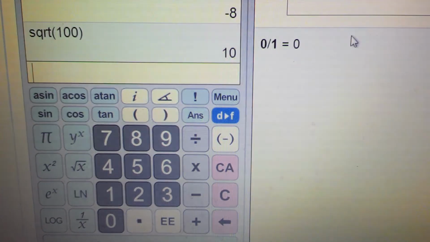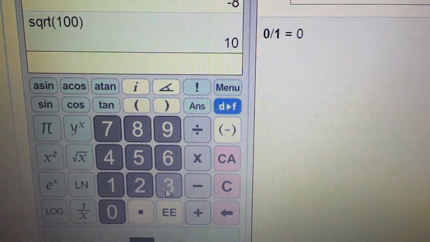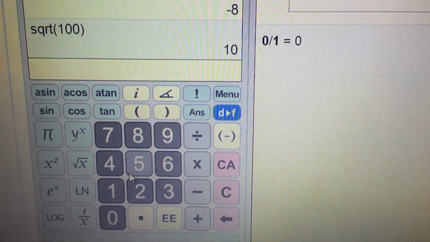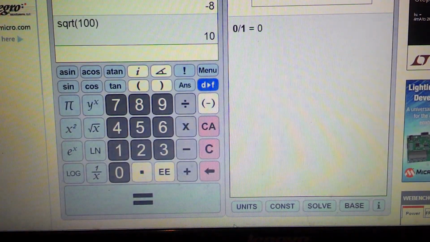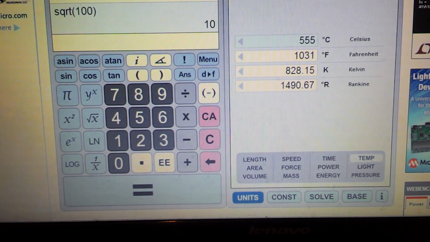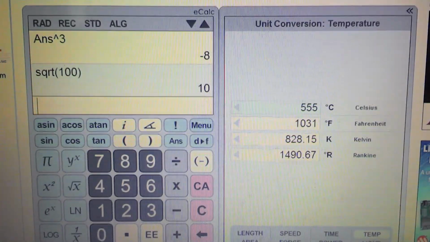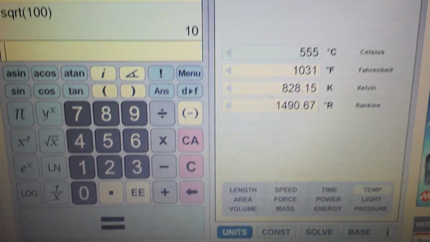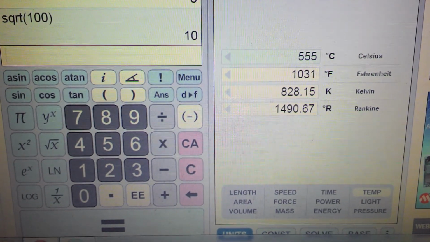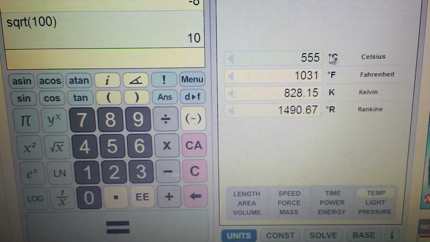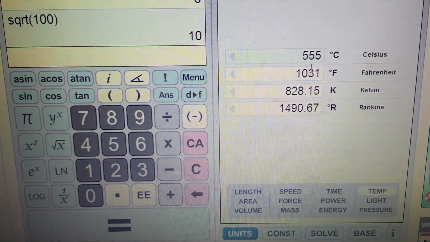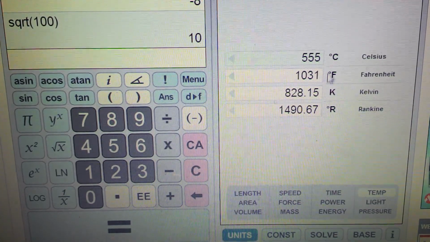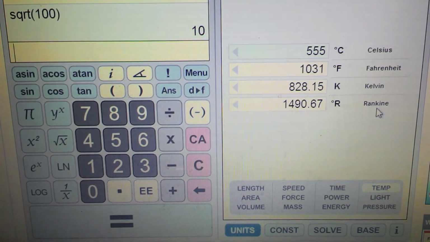There's many other features we can use on this calculator. These are the basic features that you will be using on this calculator. But we can also measure units. For instance, if we want to know what's the equivalent of 555 degrees Celsius, we'll see all its equivalents in Fahrenheit, Kelvin, and Rankine.